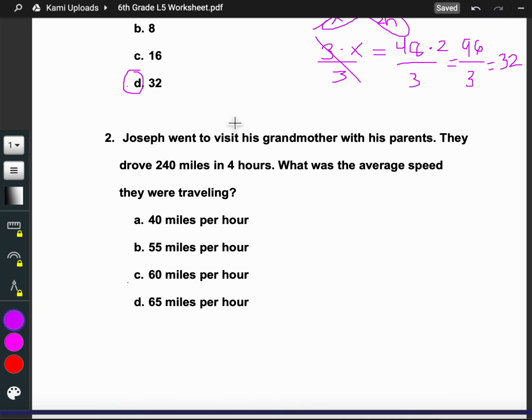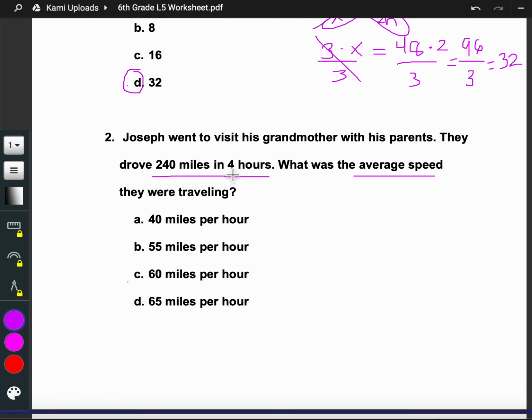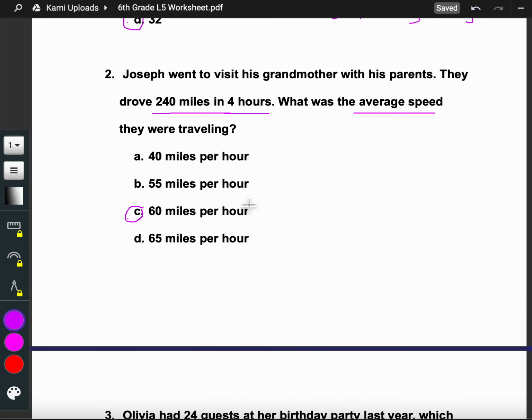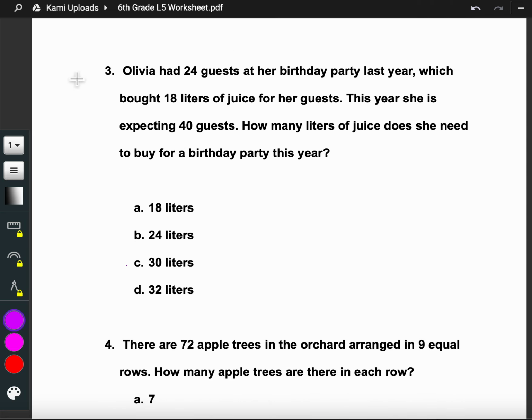Okay. Joseph went to visit his grandmother with his parents. They drove 240 miles in 4 hours. What was the average speed when they were traveling? So average speed is basically miles divided by hours. So we're just dividing 240 by 4. So 24 divided by 4 is 6, and you can add that 0 in. So the answer would be C, which is 60 miles per hour. So that one was pretty simple, because average speed is just dividing miles per hour. And then let's look at number 3.